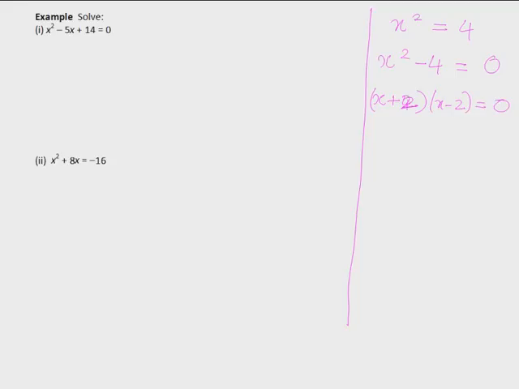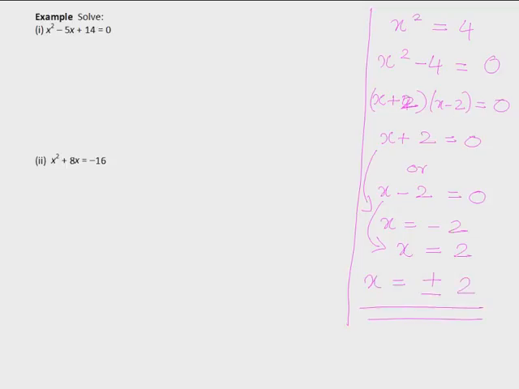So now I have a product of two factors equal to 0. So I can conclude that either the first factor must be 0 or the second factor must be 0. If the first factor is 0, it leads to x equal to minus 2. If the second factor is 0, it leads to x equal to 2. So my two solutions to this equation are x equal to plus or minus 2. So that's the beauty of this method. Once I get the factors equal to 0, I can pull out the solutions by equating each factor to 0 in turn.